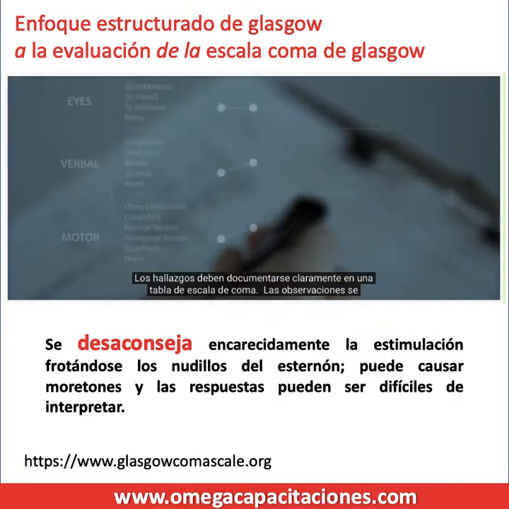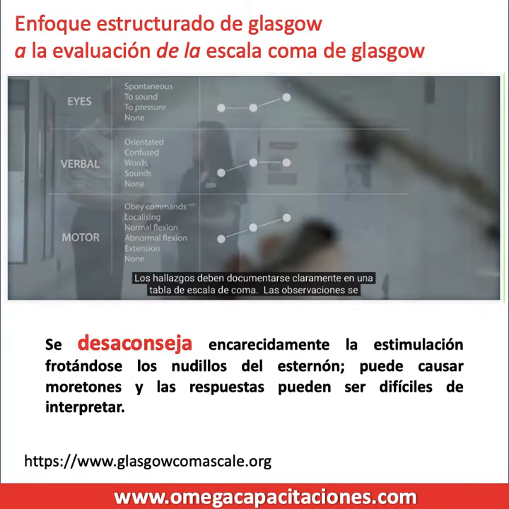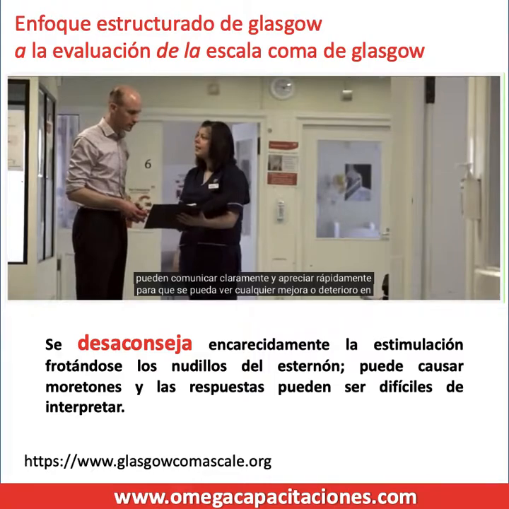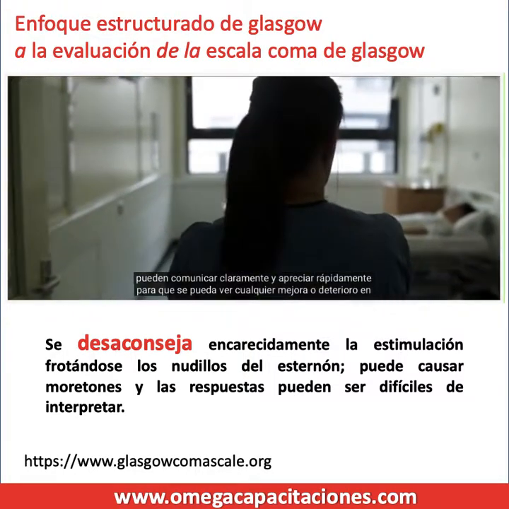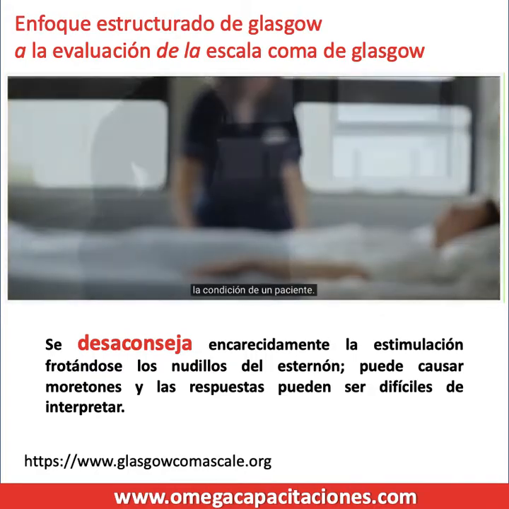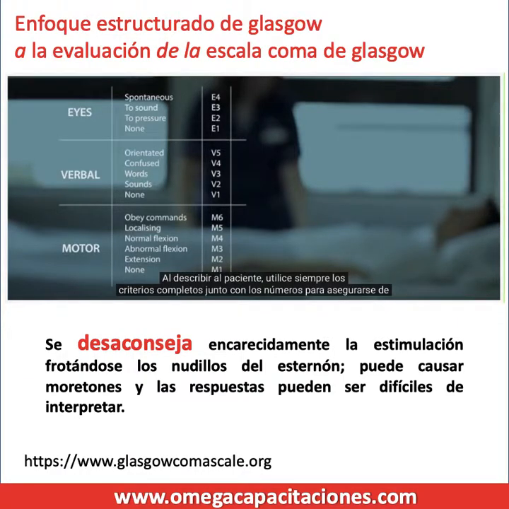Findings should be documented clearly on a coma scale chart. The observations can then be clearly communicated and the trend rapidly appreciated so that any improvement or deterioration in a patient's condition can be seen. Patient ratings can be documented numerically as a shorthand aid to quickly record findings. When describing the patient, always use the full criteria alongside the numbers to ensure that the assessment is accurately understood.